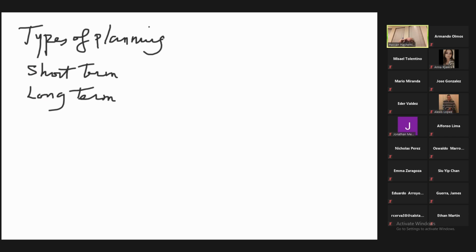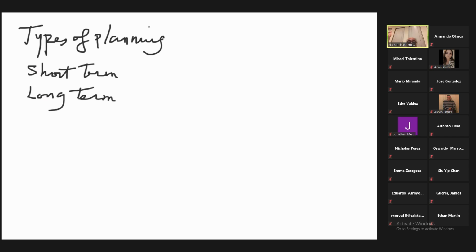Or sometimes there are certain bridges being built, so that you have to reroute the traffic through other areas while this bridge is being built, and it might take 3, 4, 5 years to be built. So again, that's another short-term planning. Okay, so these are examples of short-term planning.